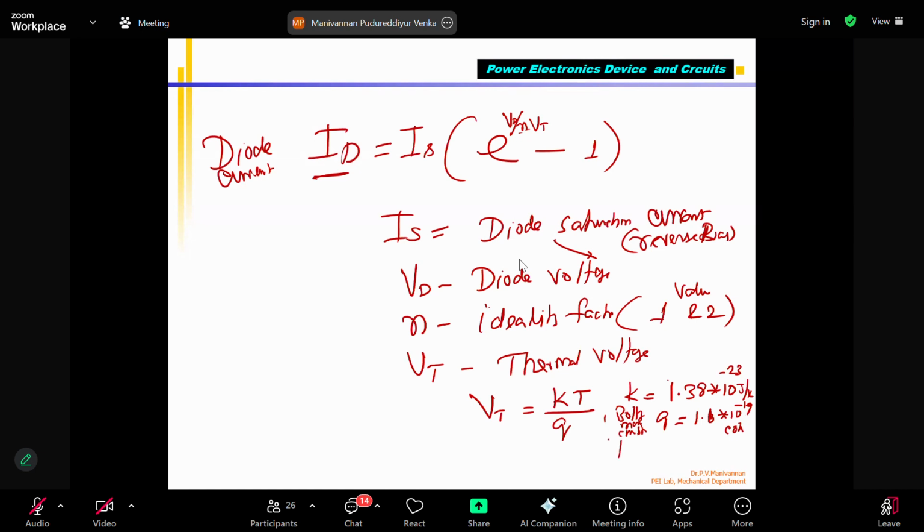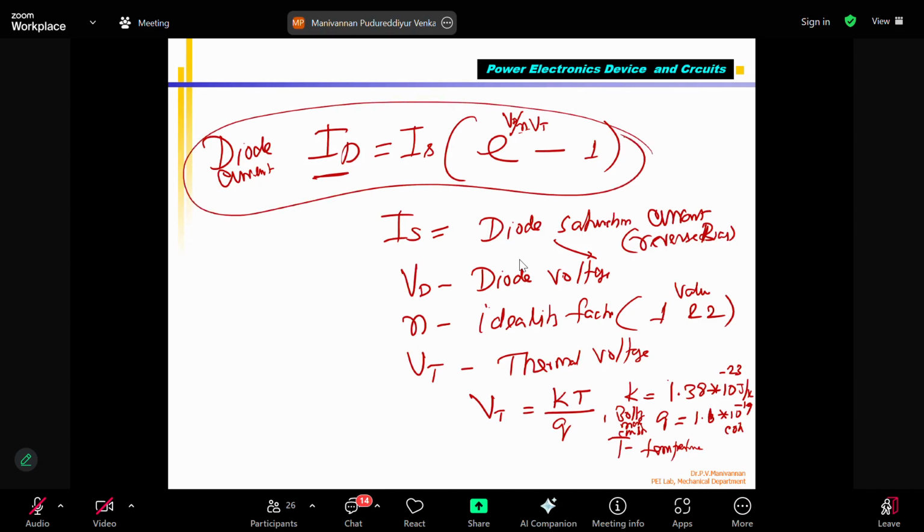T is the temperature of the diode at any time. Correct? So, for example, in the morning my room temperature keeping my diode may be 20 degrees. In the afternoon, it may be 35 degrees. This is the temperature of the environment or the diode where it is. So if you know that, using this you can compute the diode current flowing through it at any given time.